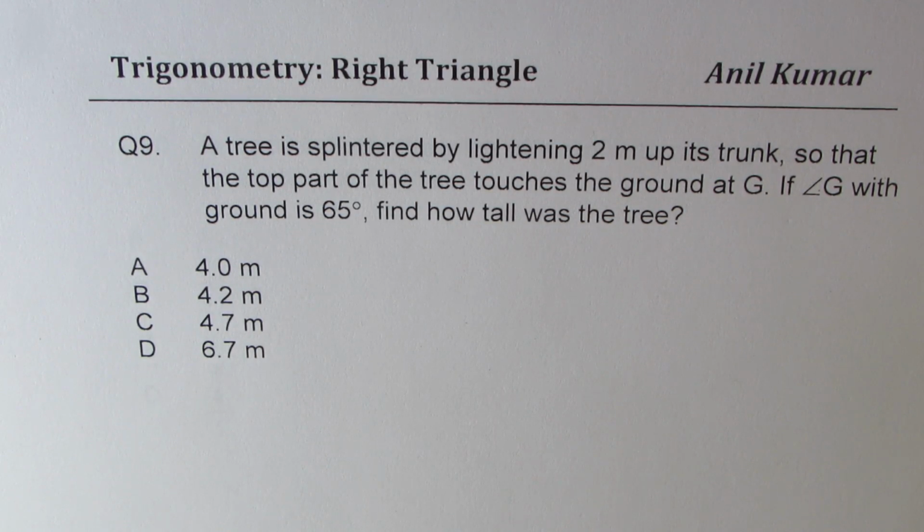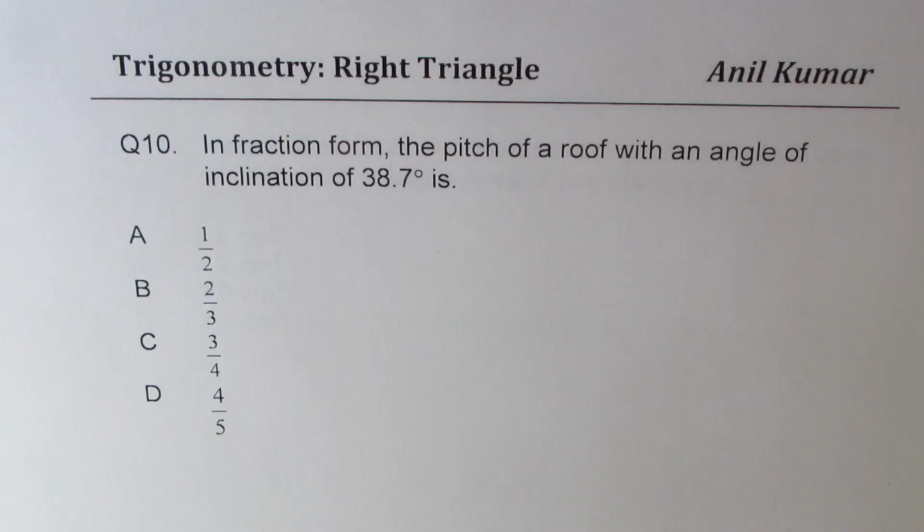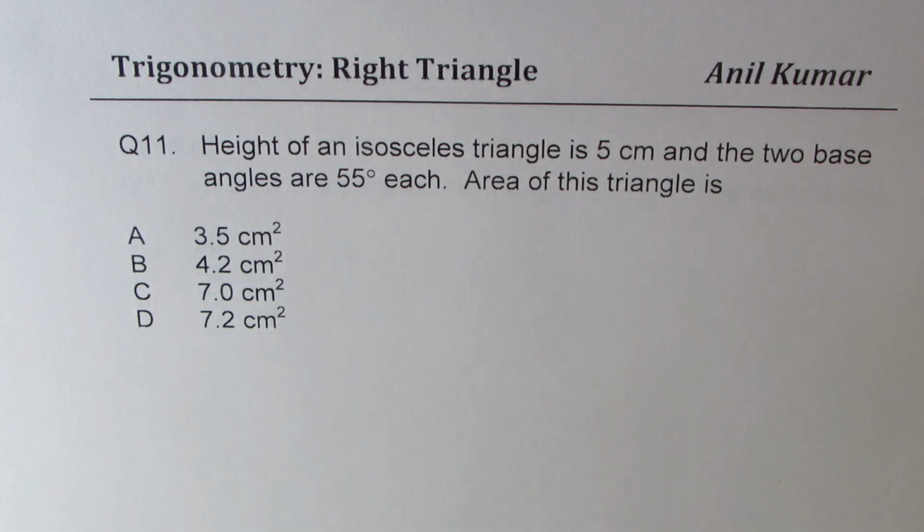Question number 9. A tree is splintered by lightning 2 meters up its trunk so that the top part of the tree touches the ground at G. If angle G with the ground is 65 degrees, find how tall was the tree. Question number 10. In fraction form, the pitch of a roof with an angle of inclination of 38.7 degrees is what? 4 choices.